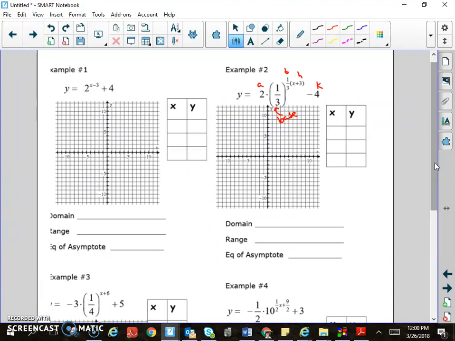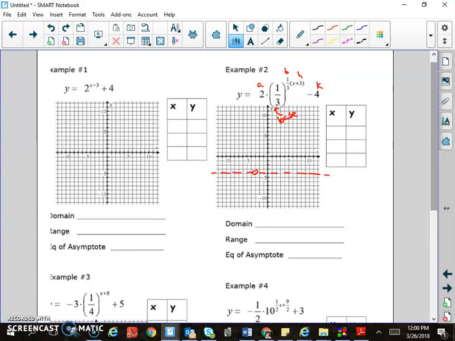So for this one, your ghost point is going to be where H and K is located. So -3, -4. So there. So this is where your horizontal asymptote is going to be for when you make the sketch of this graph. So it's shifted to the left 3, down 4. All right. So from here, you fill out the tables.